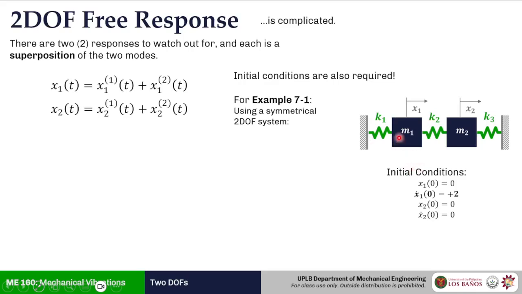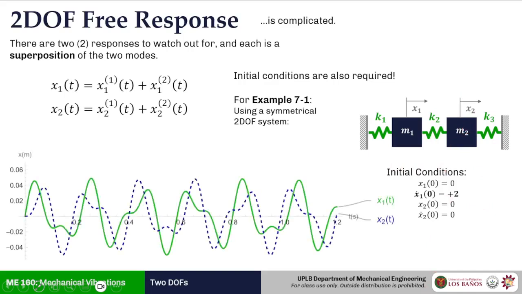So does that mean if I flick mass 1, mass 2 will not move? If we get the response of our system, we find out that even though we only flicked mass 1, which is the green line here, mass 2 will also be triggered to move. That is interesting. Why does mass 2 move? That is because mass 1 is linked to mass 2 through spring 2. So when mass 1 moves, it transfers motion from itself through spring 2 and into mass 2.